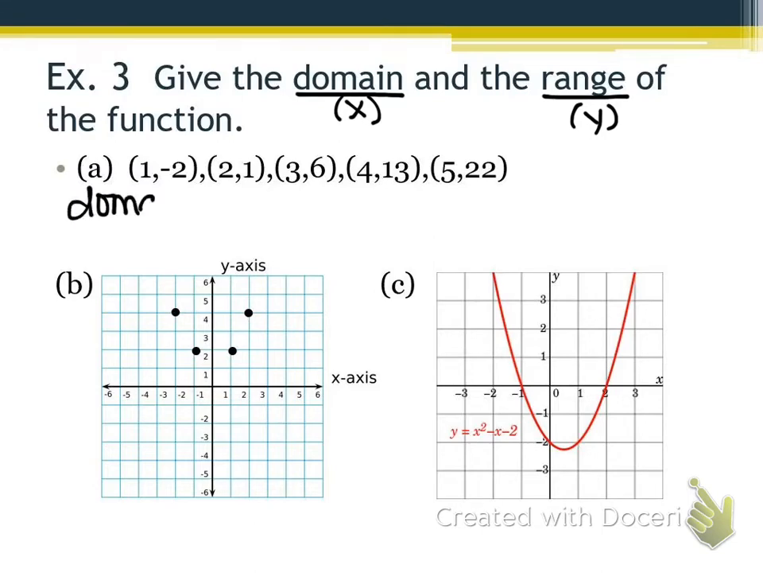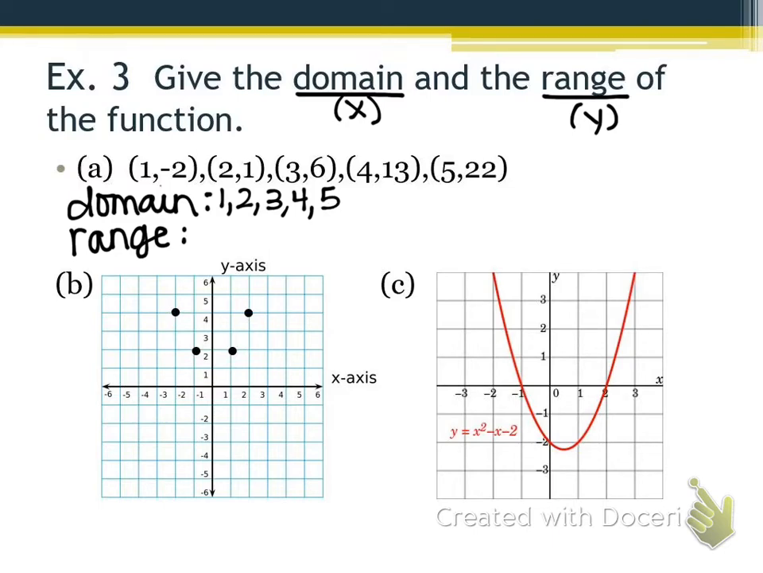So for letter A, it should be really simple. Domain and range. We've got a set of ordered pairs, so picking out our domain and range should be really simple. Now, we'll put our domain and our range in order from least to greatest every single time, okay? So, Anthony, what is the domain for letter A? 1, 2, 3, 4, 5. The X values are 1, 2, 3, 4, and 5.